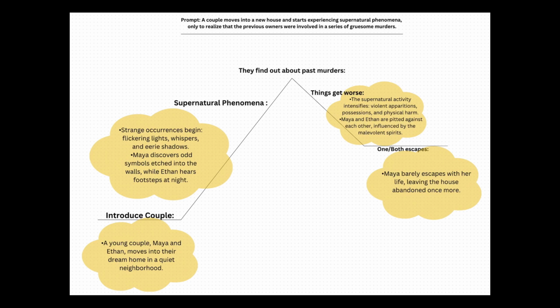Using our prompt, which is a couple moves into a new house and starts experiencing supernatural phenomenons, only to realize that the previous owners were involved in a series of gruesome murders. Now, using that prompt, we're going to fill in our pyramid with more details. We're going to introduce that young couple. For the sake of this video, we're going to say that their names are Maya and Ethan. They move into this house. They love the home. It's their dream home, and it's in a quiet neighborhood.